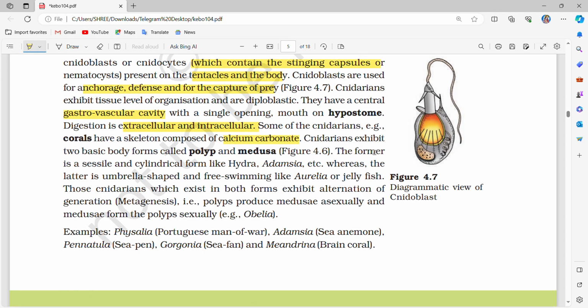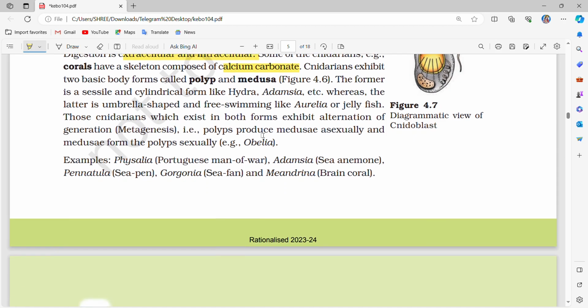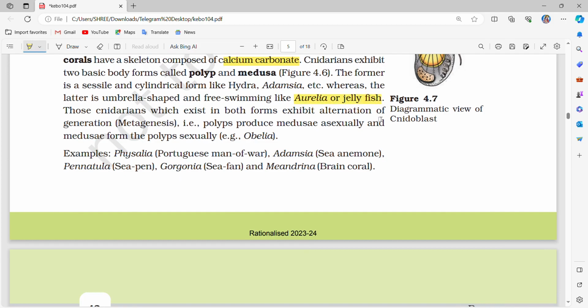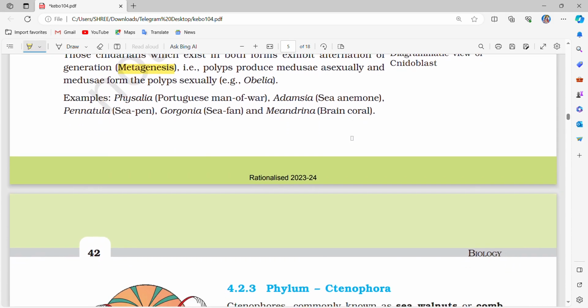Cnidarians exhibit two basic body forms called polyp and medusa, figure 4.6. The former is a sessile and cylindrical form like Hydra, Adamsia, etc., whereas the latter is umbrella-shaped and free-swimming like Aurelia or jellyfish. Those cnidarians which exist in both forms exhibit alternation of generation, metagenesis, i.e., polyps produce medusae asexually and medusae form the polyps sexually, for example, Obelia. Examples: Physalia, Portuguese man-of-war, Adamsia, sea anemone, Pennatula, sea pen, Gorgonia, sea fan, and Meandrina, brain coral.